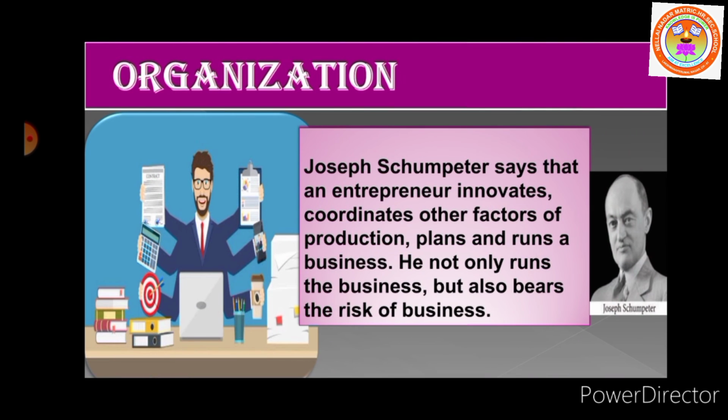Next, let us see organization. Joseph Schumpeter says that an entrepreneur innovates, coordinates other factors of production, plans and runs a business. He not only runs the business but also bears the risk of business. His reward is residual. This residual is either positive or negative or zero.